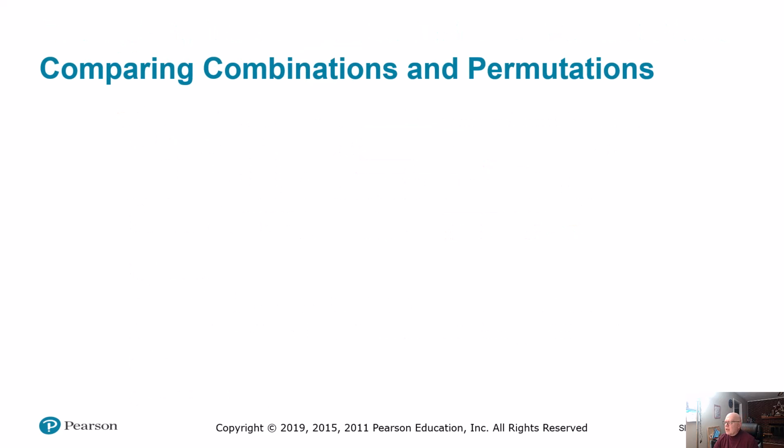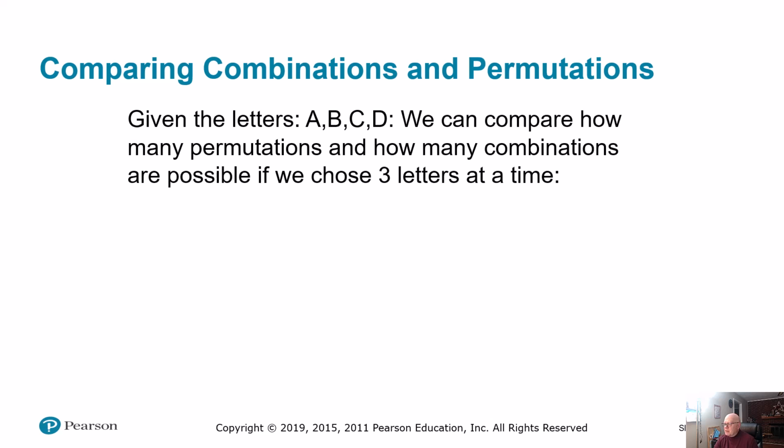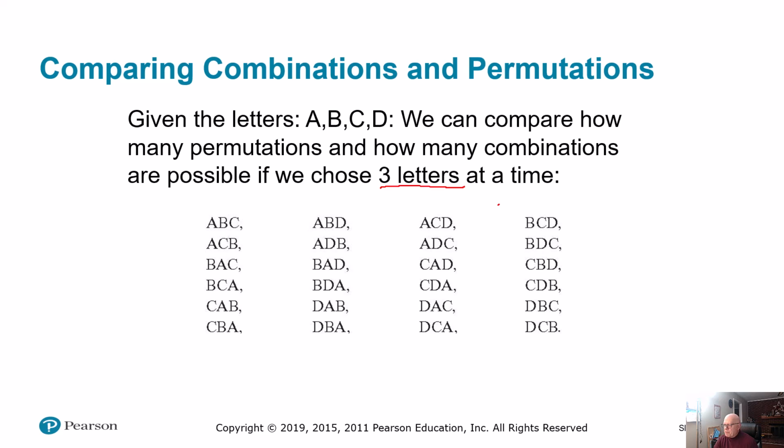Now let's take a look at the 2 so we can keep them separate. We're going to look at the letters A, B, C, and D so we can keep it as simple as we can and still get the point across. 4 letters. We're going to choose 3 letters at a time though. Just 3 letters. 4 to choose from, we're picking 3. Now how does this look?